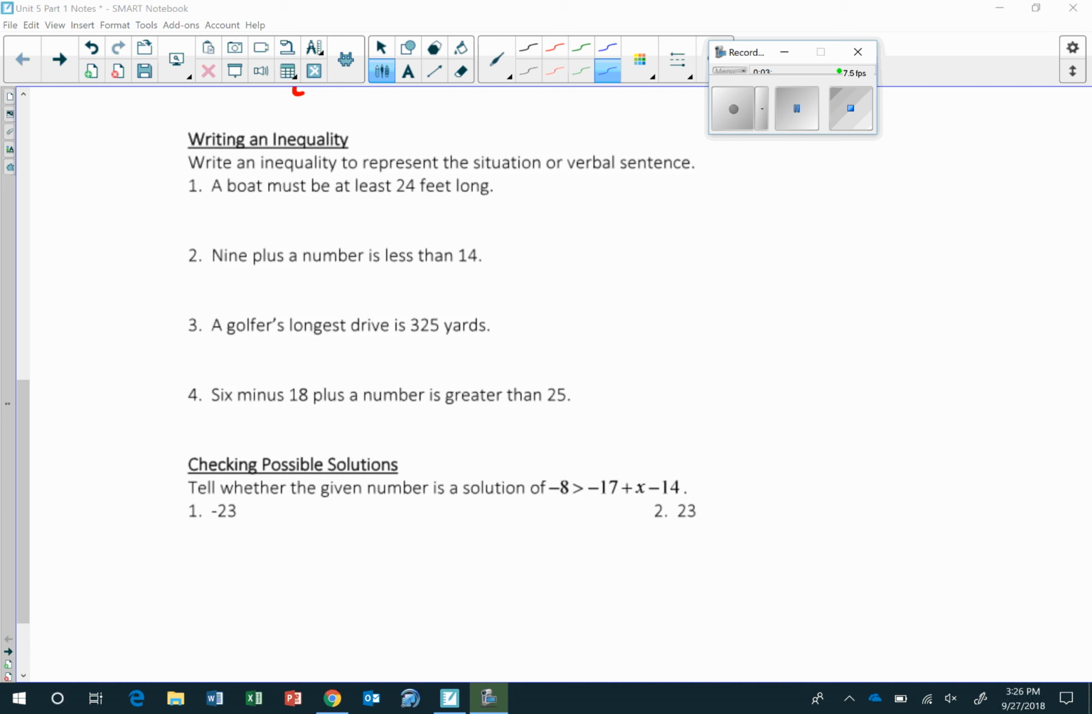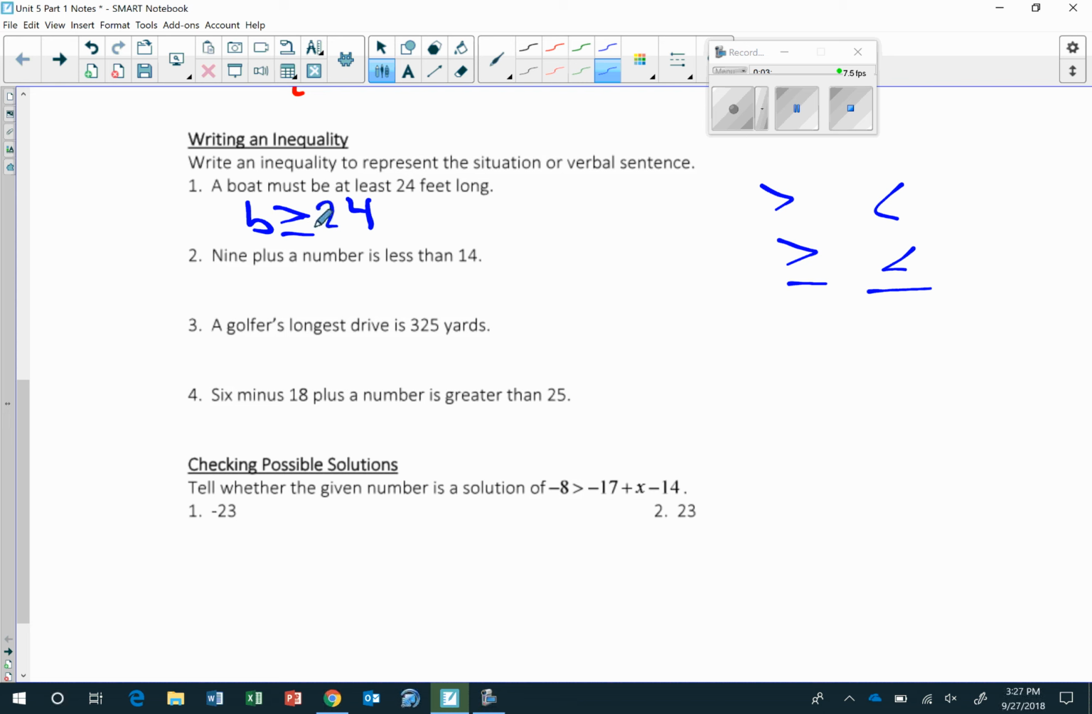The directions say write an inequality to represent the situation or verbal sentence. So our first example is a boat must be at least 24 feet long. So the first thing we need to do is pick a variable. Since we're talking about a boat, I'm going to choose B as my variable. You can use whatever you want. Then I also know that I'm going to have 24. Now I need to add in my inequality symbol. So again, my choices are greater than, less than, greater than or equal to, or less than or equal to. So number 1 says a boat must be at least 24 feet long. At least tells me that it has to be greater than or equal to.